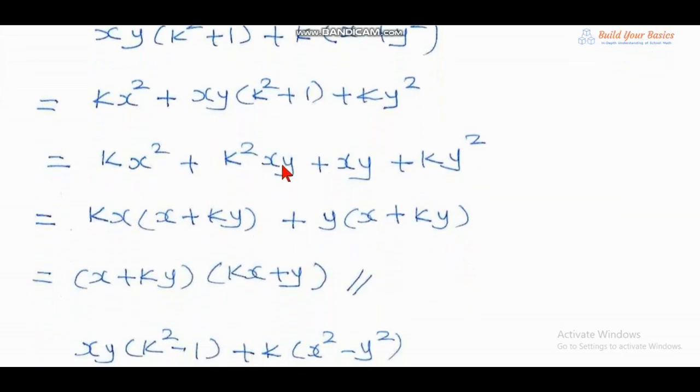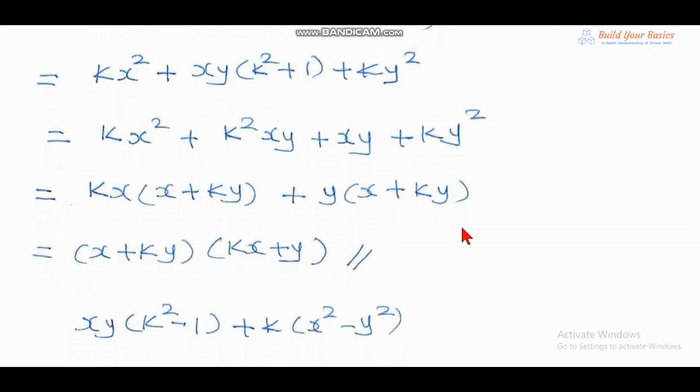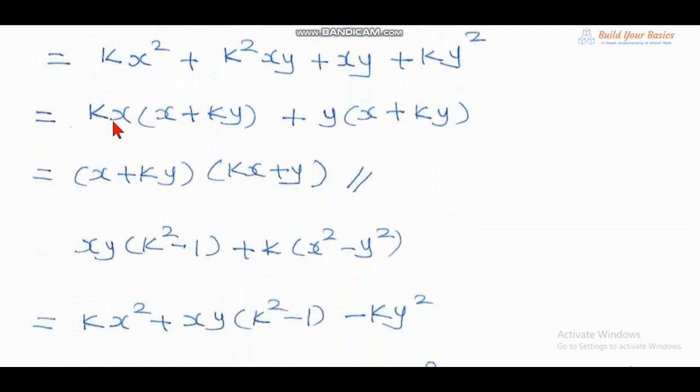Take kx common for the first two terms and y common for the next two terms. So kx into x plus ky. Y taken common, x plus ky. Now x plus ky is taken common. So x plus ky into kx plus y. We have factorized the first expression.